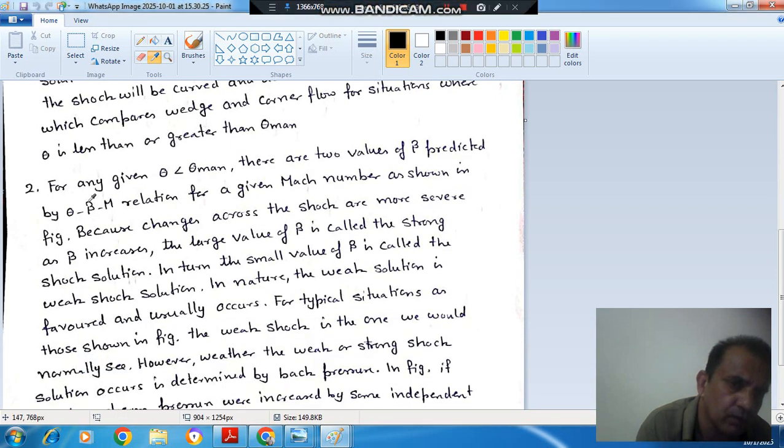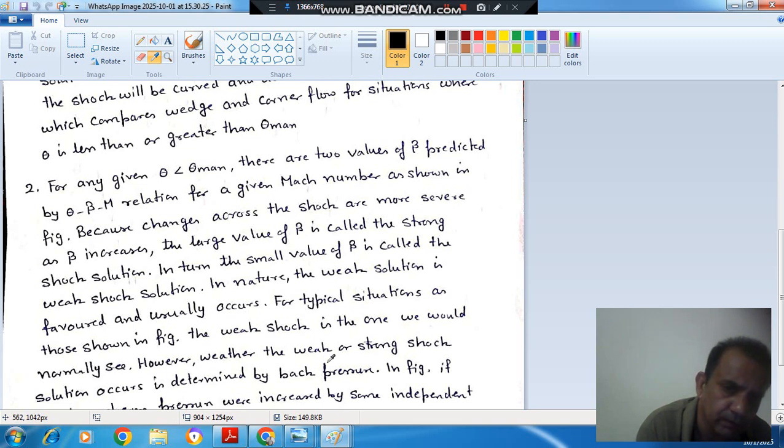Second point: for any given theta less than theta max, there are two values of beta predicted by the theta-beta-M relation for a given Mach number, as shown in the figure. Because changes across the shock are more severe as beta increases, a larger beta means a strong shock. The large value of beta is called the strong shock solution. In turn, the small value of beta is called the weak shock solution. In nature, the weak solution is favored and usually occurs. For typical situations like those in the figure, the weak shock is the one we would normally see.